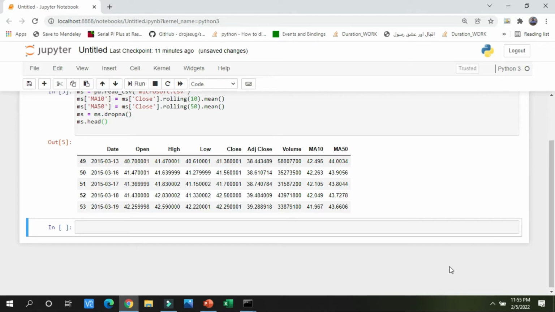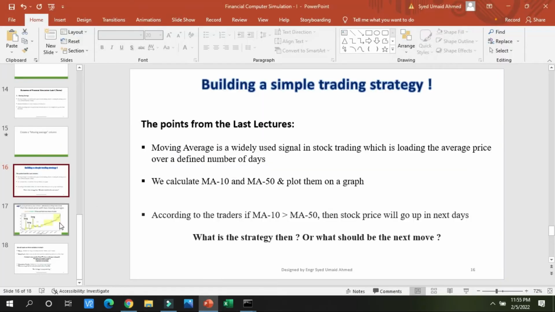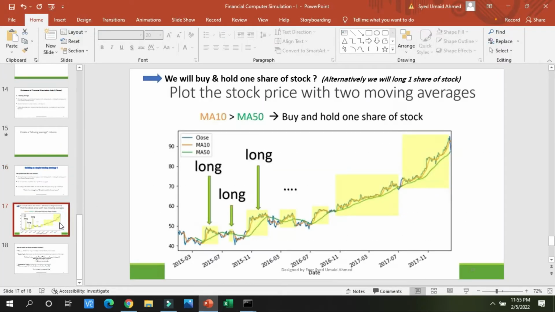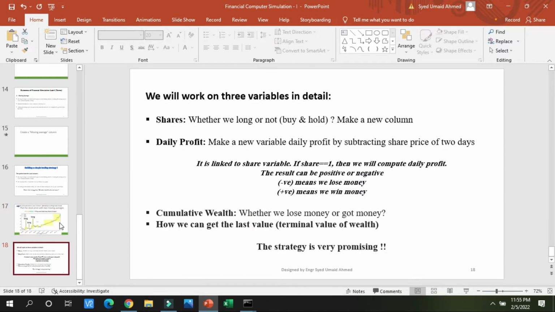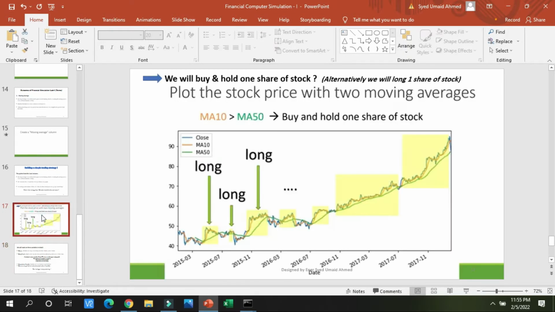Today is a very important lecture, and this lecture is about building a trading strategy. Now we will make a new column named shares. What is this shares? Suppose we have plotted the graph of the moving average of 10 days and the moving average of 50 days, and you can see these yellow colors. These yellow colors are the places where we have bought and hold one share of stock.